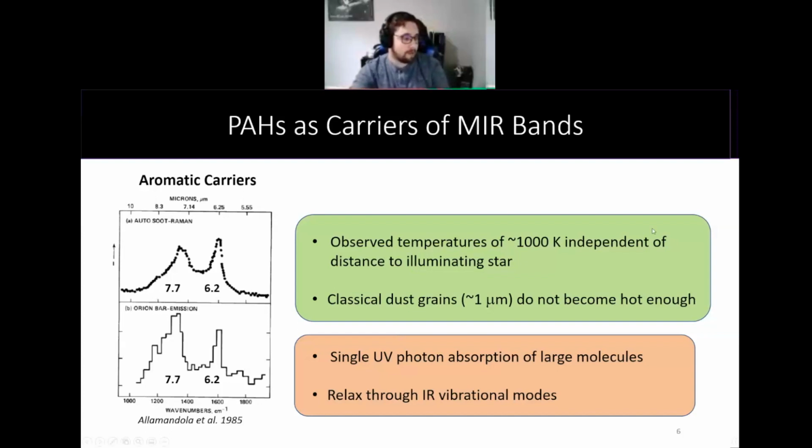So instead, a model was used to explain this, of a single UV photon absorption event by large molecules of about, let's say, 10 angstrom in size, from about 50 to 100 carbon atoms. And so these molecules are electronically excited, and this energy is rapidly redistributed into vibrational modes between the carbon and hydrogen constituents, and this is then emitted as infrared light in terms of these mid-infrared bands that we detect throughout the interstellar medium.